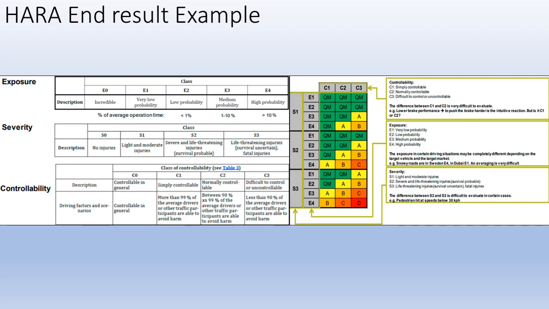QM stands for quality management, and it means that it does not fall into the category of ISO 26262. QM means functional safety is redundant for that particular functionality. So it is only when you identify it as A or B or C or D that you develop a safety goal so that it meets the end safety results.